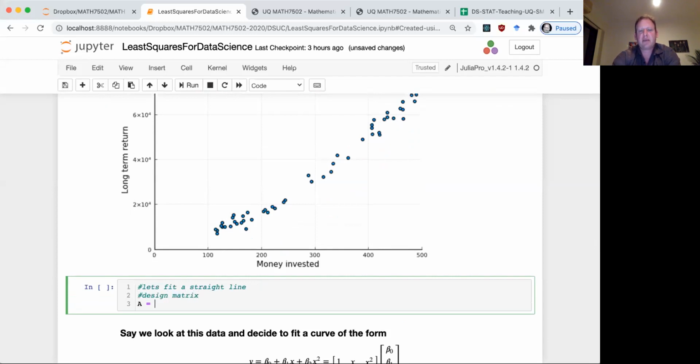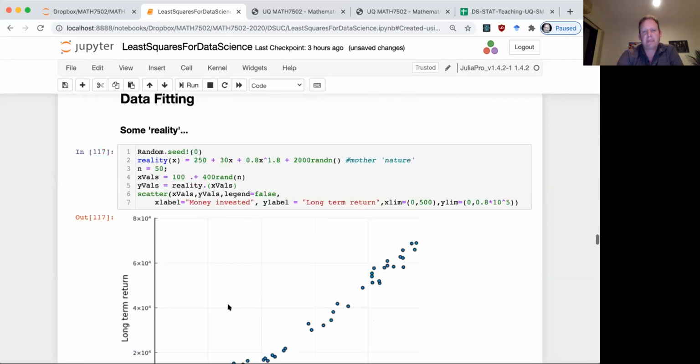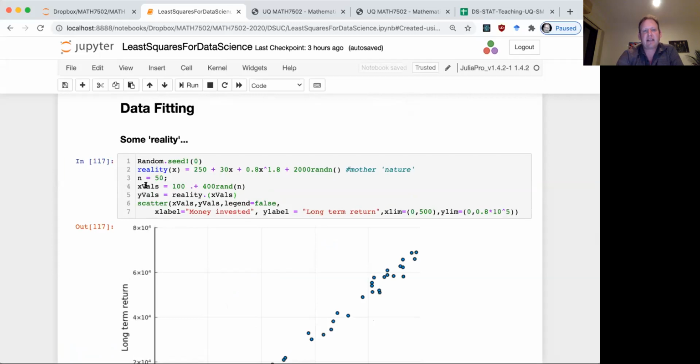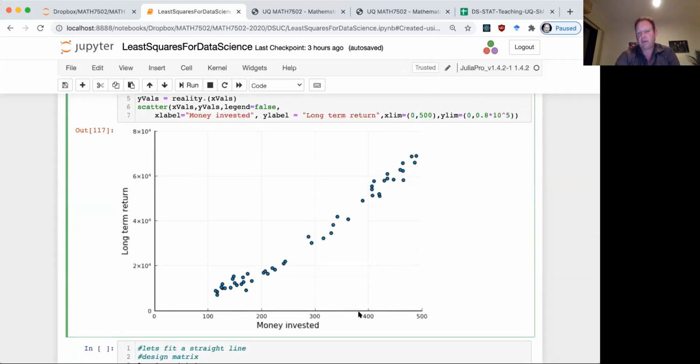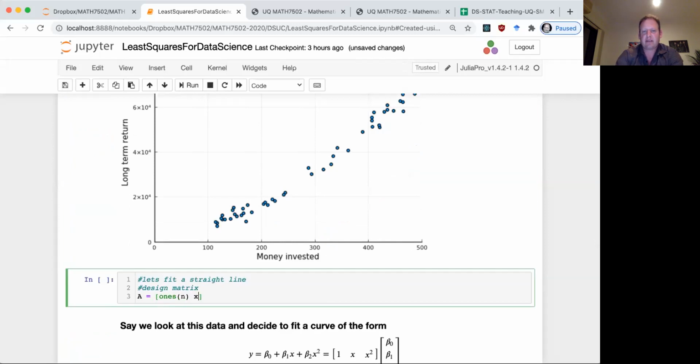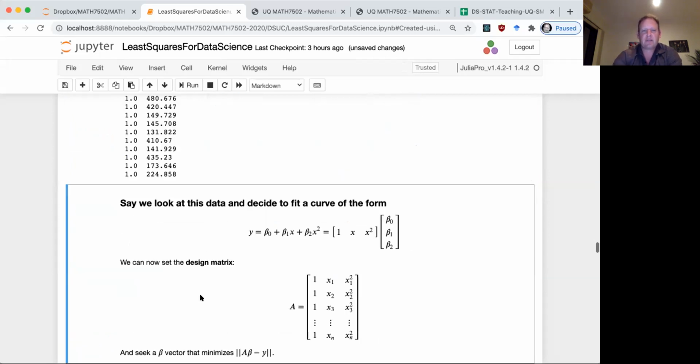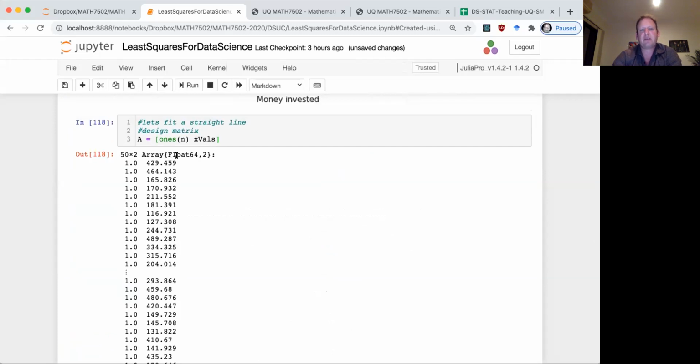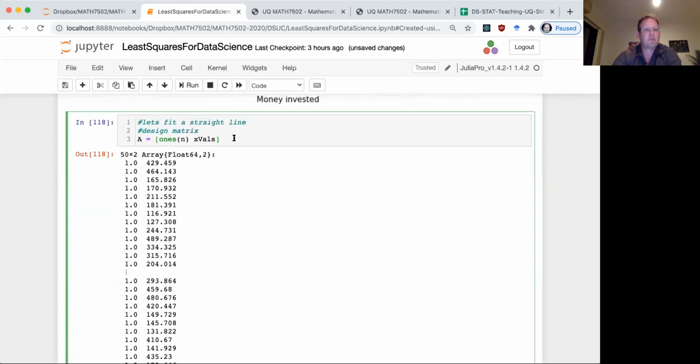What the design matrix will have is ones for N. Remember, that's what I had on the notepad before. And then it will have the X values, all the X coordinates of the data. We know the data. Let's see how this goes. This is going to be our design matrix, so it's a 50 by 2 design matrix. And then we can do beta hat. I'll do it manually just for the fun: A times A transpose A times A transpose times the Y vals.